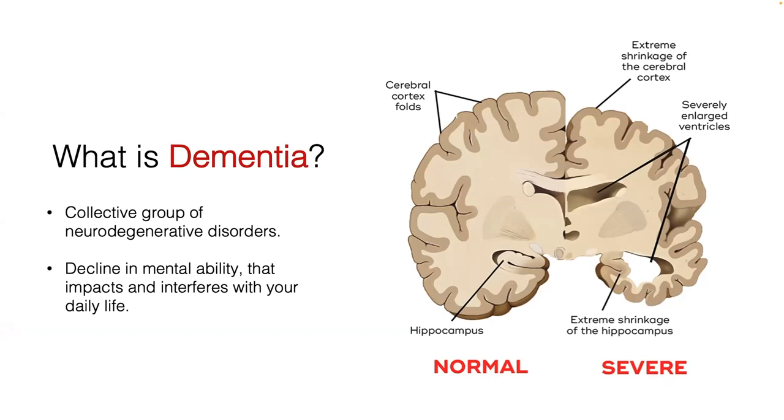of everything. Dementia is a growing concern for society, particularly Alzheimer's disease, which is a form of dementia. Dementia specifically is a collective group of neurodegenerative disorders, meaning that there's a decline in mental ability that impacts and interferes with the daily lives of everyone who has dementia. Within dementia, we see visible signs of shrinkage in the hippocampus, as well as shrinkage in the cerebral cortex and enlarged ventricles. Here we have a side-by-side comparison of normal versus severe.